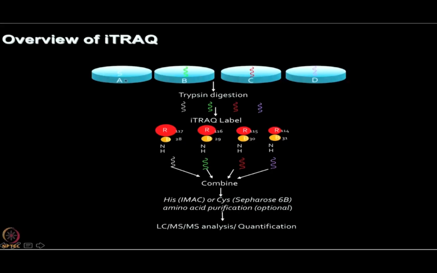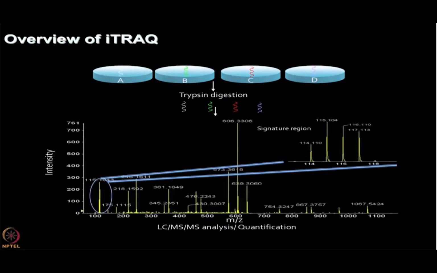This cartoon shows that you have 4 conditions, you have done protein extraction followed by digestion, labeled the samples using iTRAQ labels, combined them, done some sort of chromatographic purification if required, followed by LC-MS analysis. At the MS level, you can see these reporter ions, 114, 115, 116, 117, and this information can be used for the quantification of peptides. So, this is, very briefly, about using the mass spectrometer directly for quantitation. You are not using any gels in this approach.